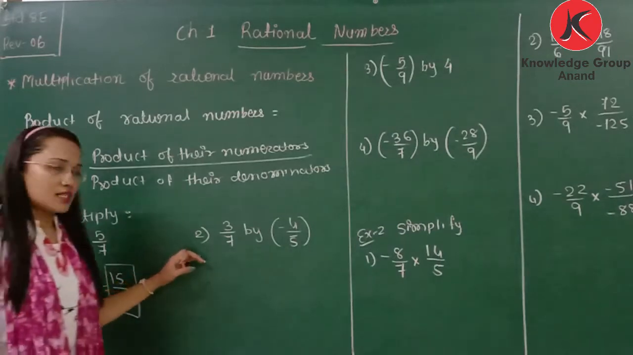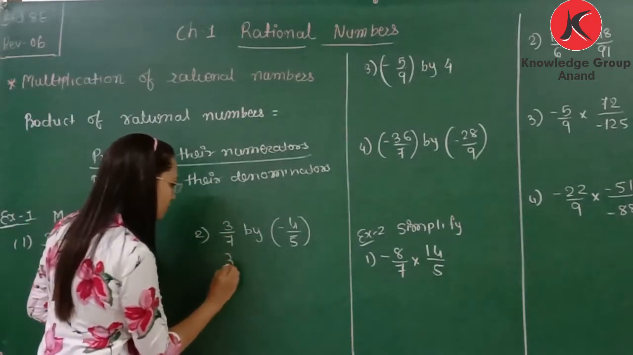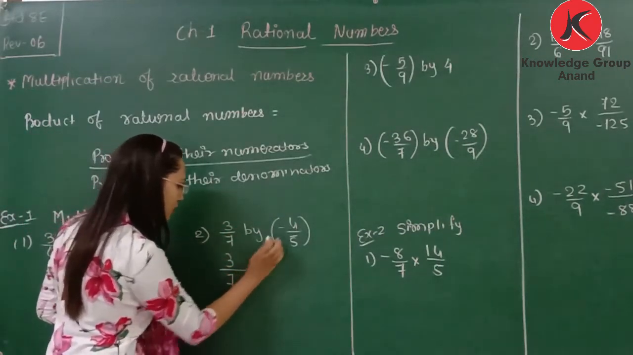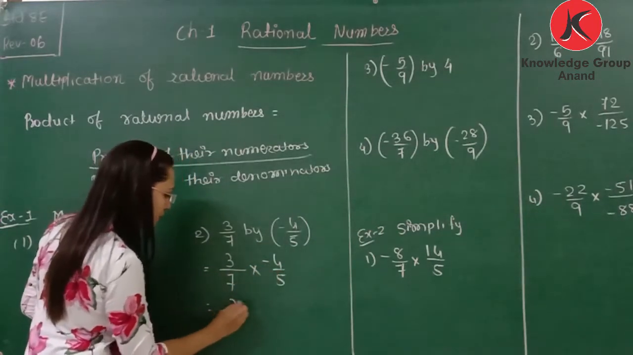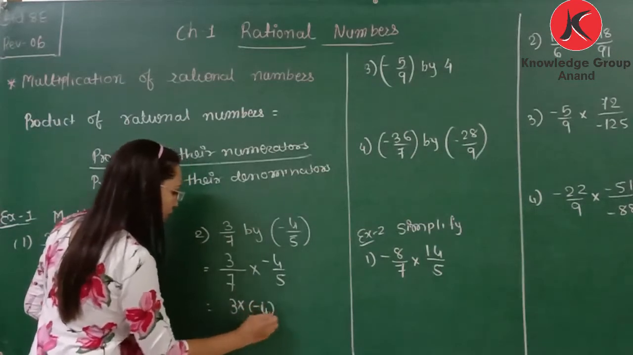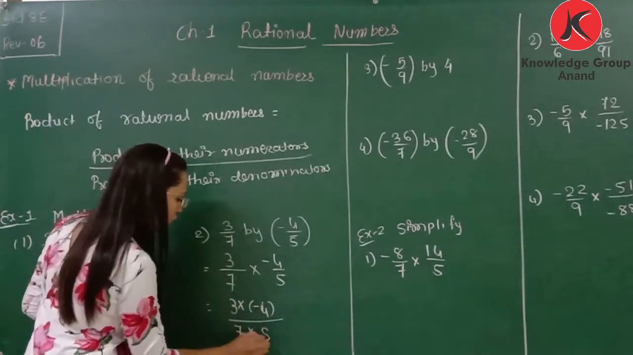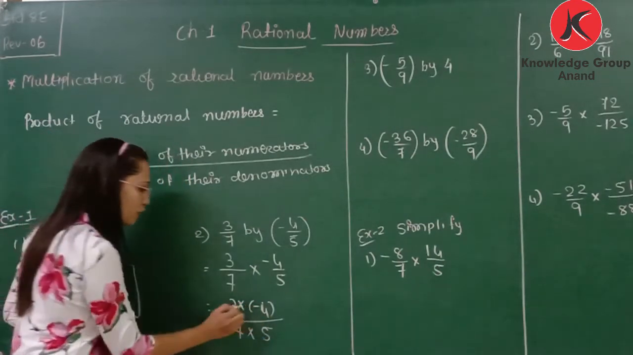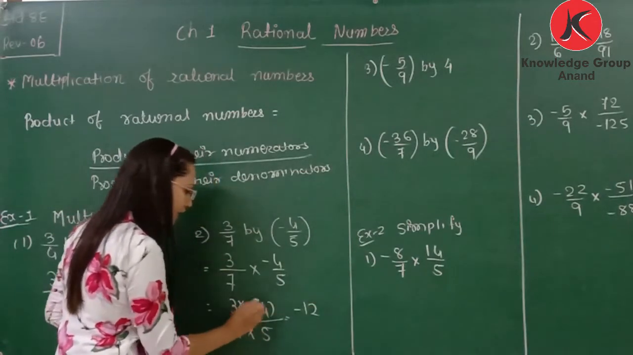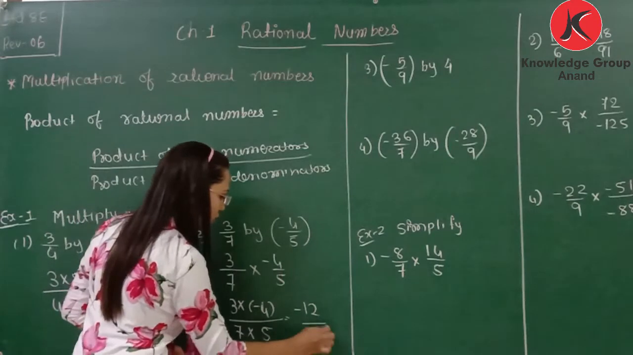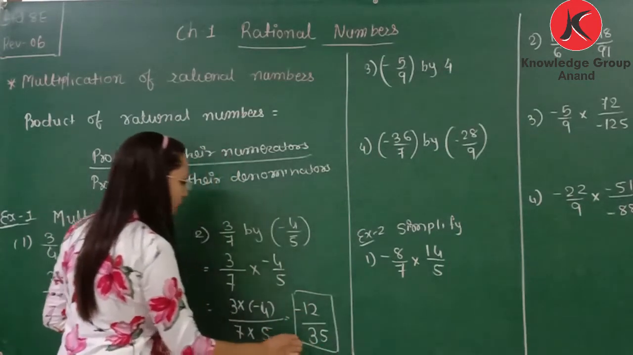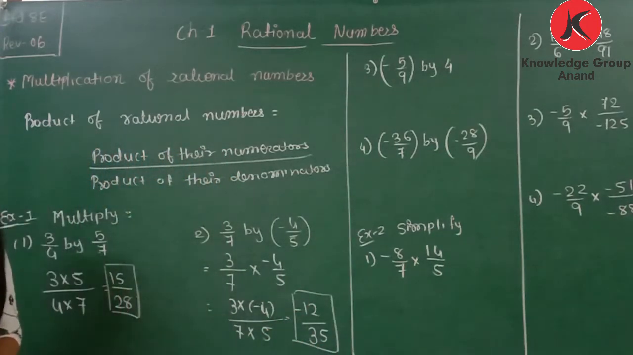So let's take the second example. 3 by 7 multiply minus 4 by 5. This is the same as the multiplication of numerators divided by the multiplication of denominators. So 3 fours are 12, and here there is one negative sign, so the answer is minus 12. 7 fives are 35. So the multiplication will give the answer minus 12 by 35.